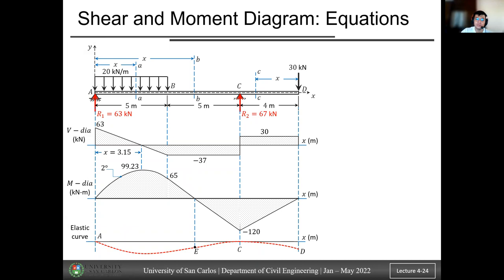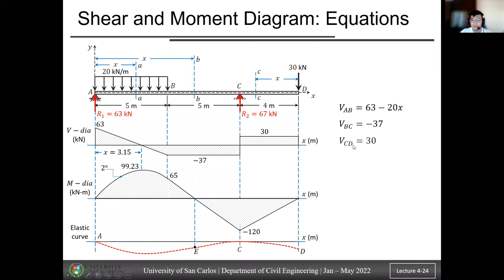So for our shear and moment diagram, notice that this one is our shear and moment diagram. Just try to ignore the elastic curve because that is another lesson, but you can see the behavior of the material through the elastic curve. Okay, so that is all. Any questions for the shear and moment equation? None so far, sir.